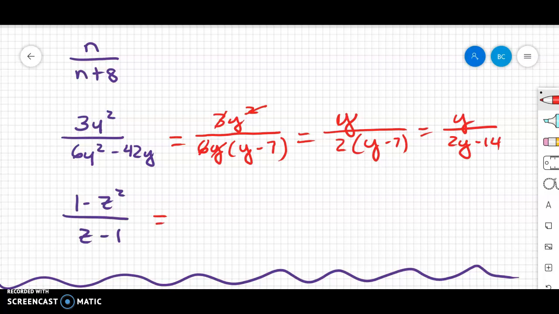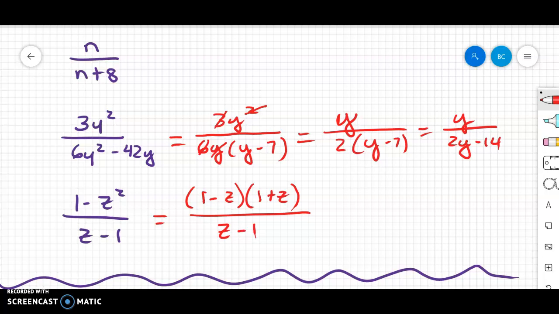On this one, we get a little fancier. Before, we were just factoring out the greatest common factor. Here, we want to look at whether I can factor this. Going back a couple units ago where we factored a lot, we should recognize that this is the difference of 2 squares. So when I factor that, it's going to be 1 minus z, and 1 plus z. And then I've got z minus 1 in my denominator.